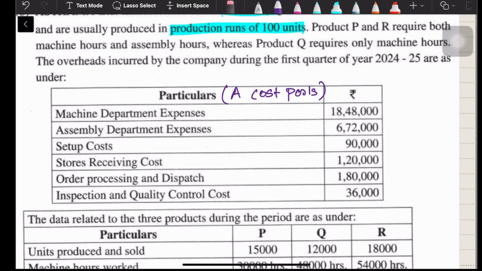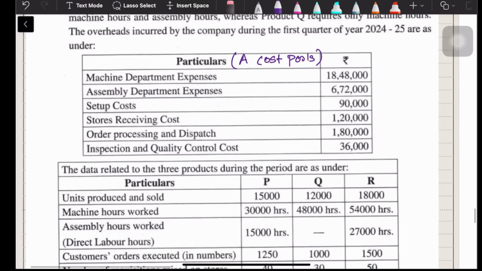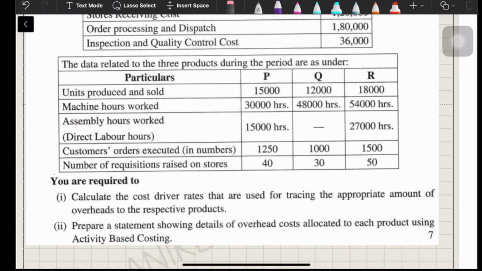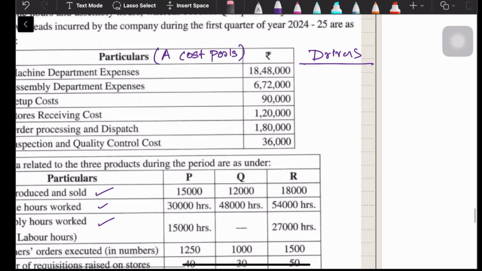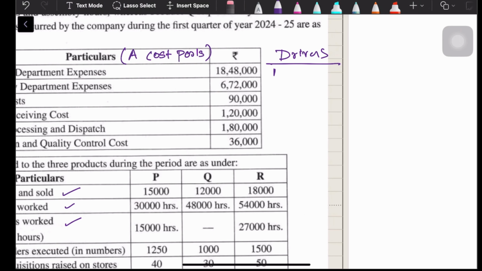So activity cost pools are directly given here. There are 5. And in the bottom table you have activity utilization. So in any question you should be able to identify these two, whether driver units or activity levels are given, and then the activity cost pools are given. Now let's write the drivers against each activity cost pool.